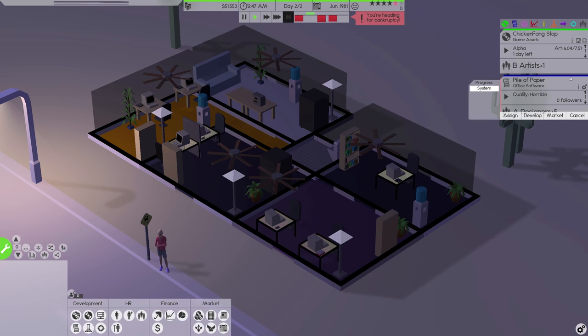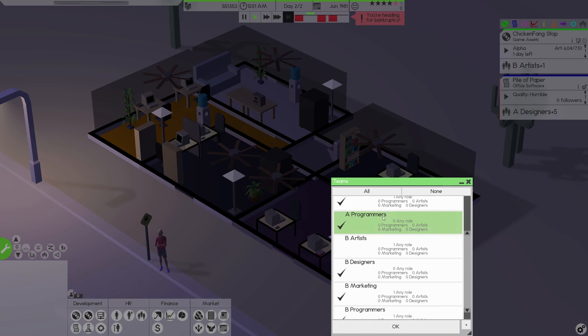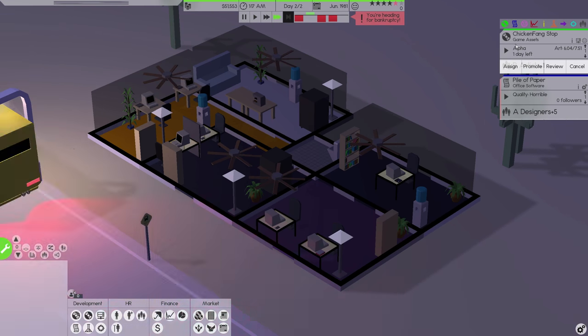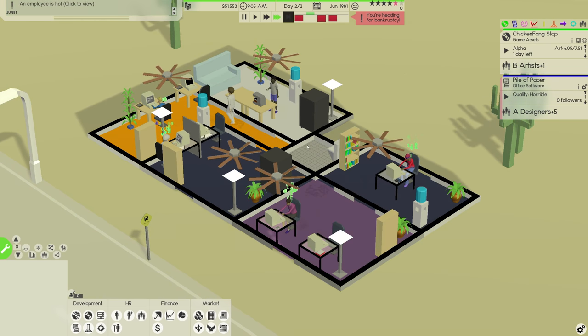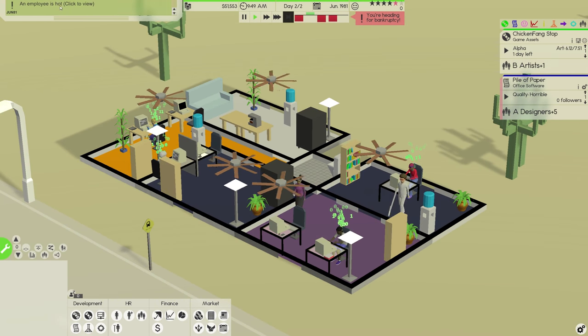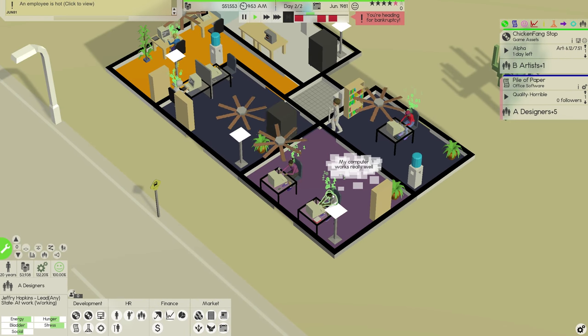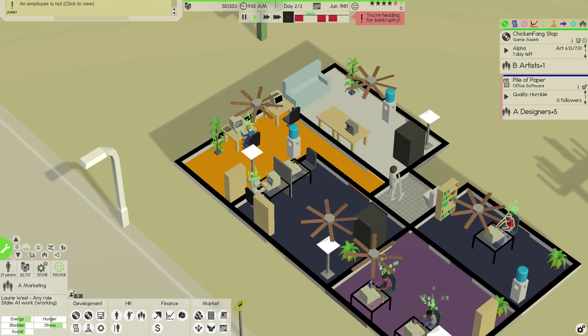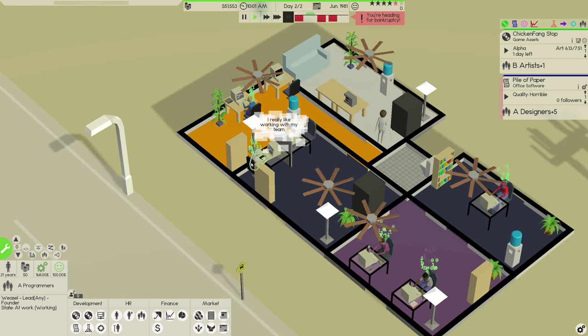We're going to enable pile of paper again, in the hopes that everyone's going to work on this and that we're going to be able to assign our artist to it sooner rather than later. They should be done soon. I'll be careful to let them finish this up. An employee is hot. Who's hot? They seem to be really effective at their jobs right now. 120%, 120%, 187%. That's a lot of productivity.